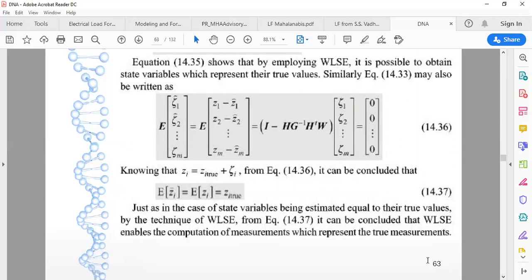Now if we define the expected value of zeta, what is it? It is a measured value minus expected value. So once again, if we substitute this, then we can also write that it is equal to (I minus H G inverse H transpose W) into zeta, which in matrix form should be equal to 0. So once again, we know that the expected value is almost about the true value, but still we are moving towards the Z value.